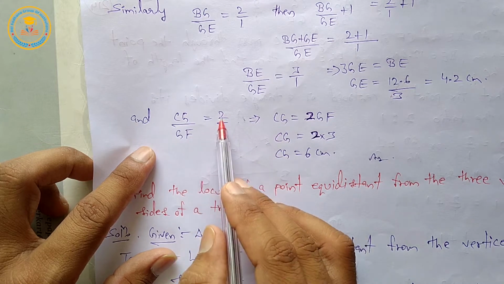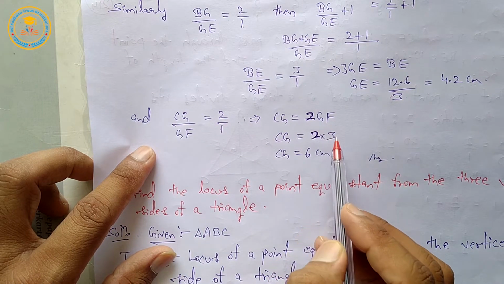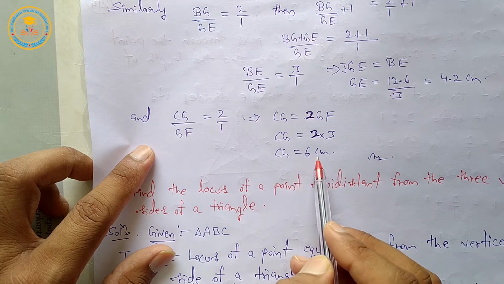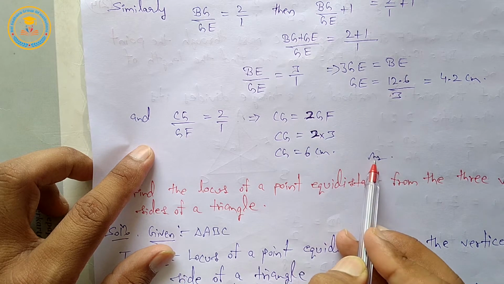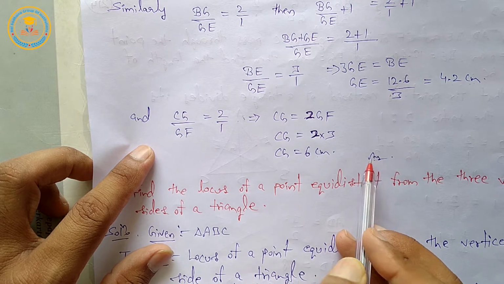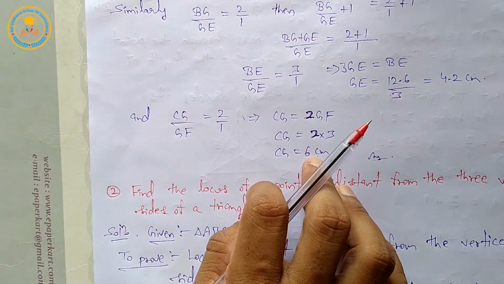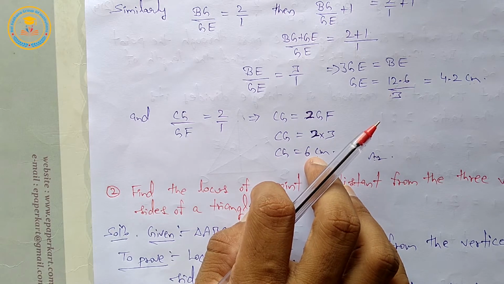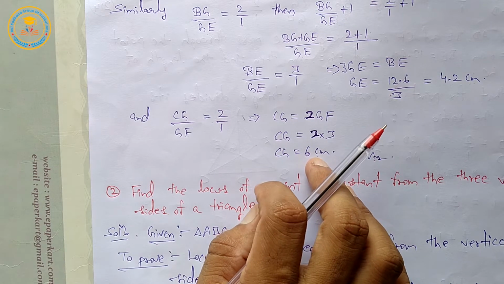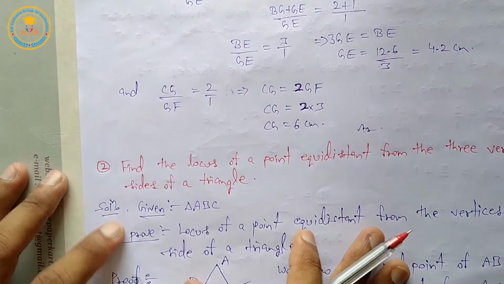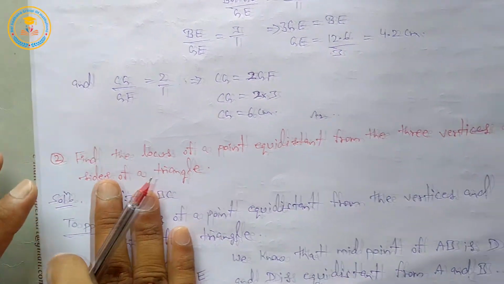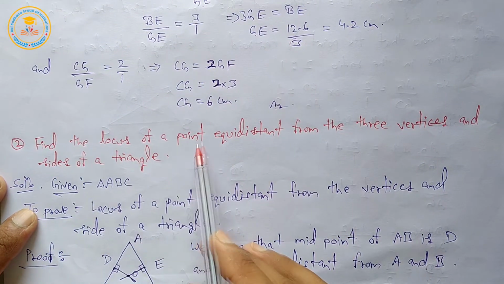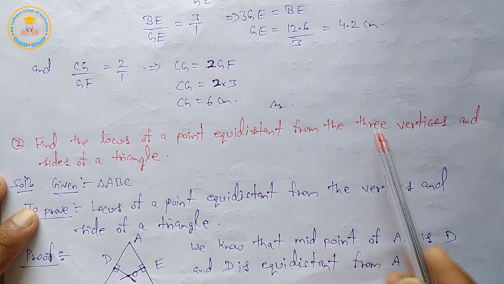Okay, now the second question is: find the locus of a point equidistant from the three vertices and sides of a triangle. Okay, find the locus of an equidistant point. It means a triangle is given, so we let triangle ABC be given. Therefore, what will be proved?